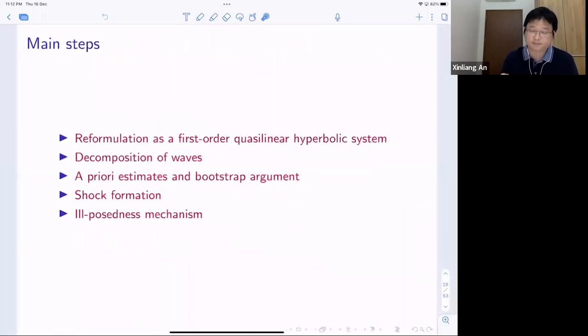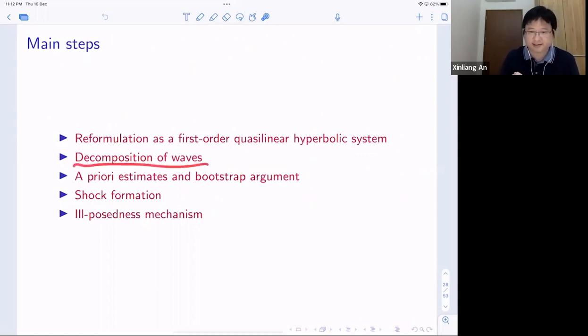Okay, and the main steps. For our work, we do 5 steps. We first formulate the elastic wave and the MHD into a first order quasilinear hyperbolic system. The second part is quite a tricky part, which is going back to Fritz John. Compared with Fritz John and also with Christodoulou and Pasqualotto, the decomposition of waves will be more subtle here, because the system is harder. Later I will address this more.